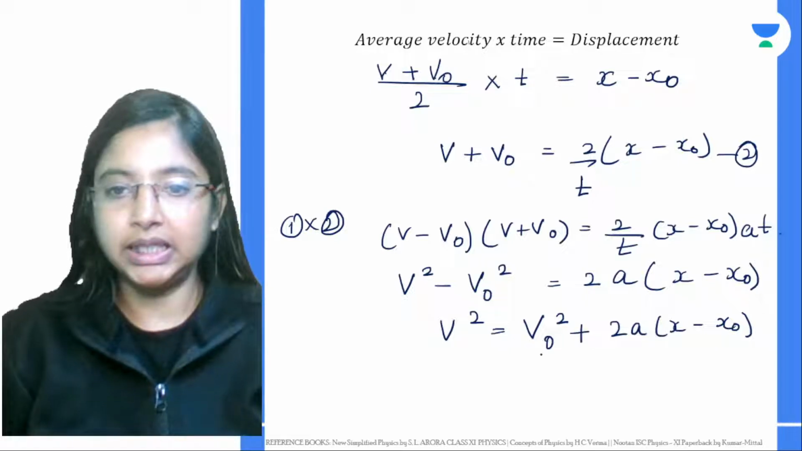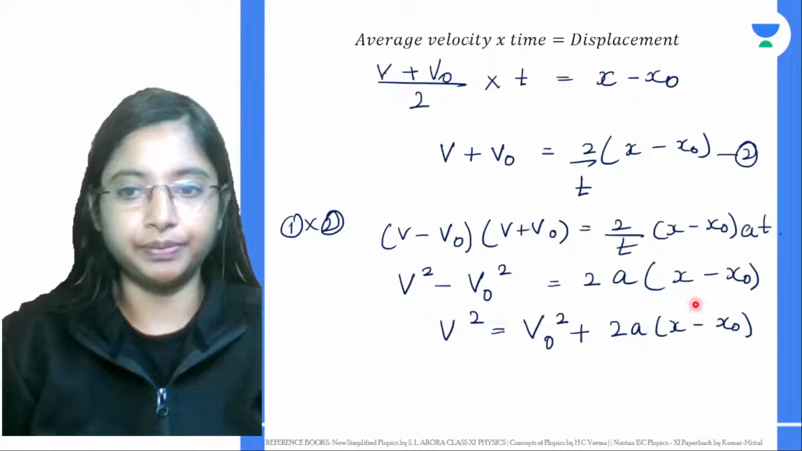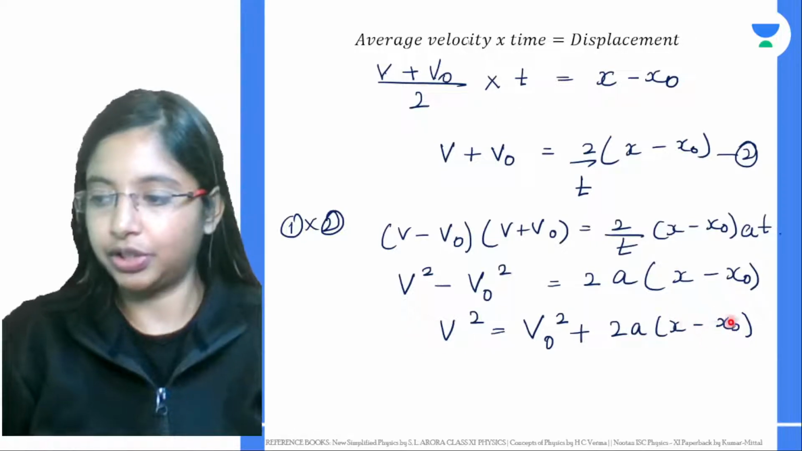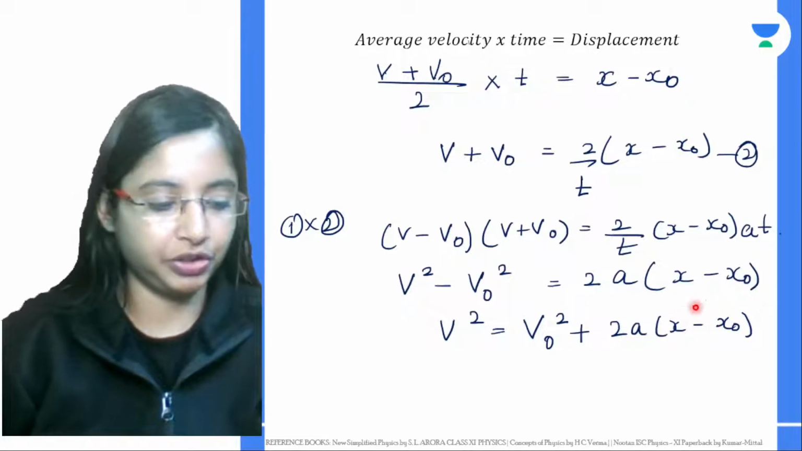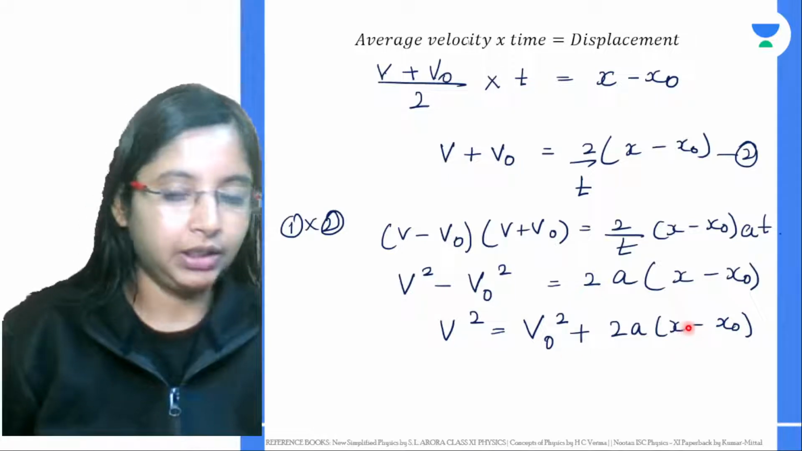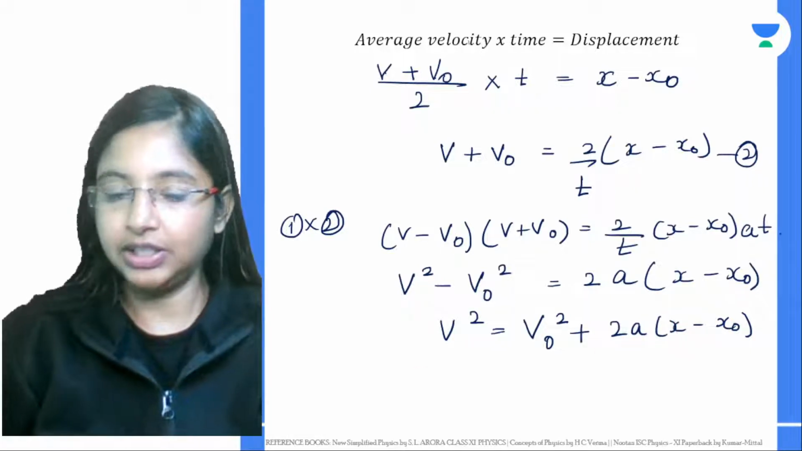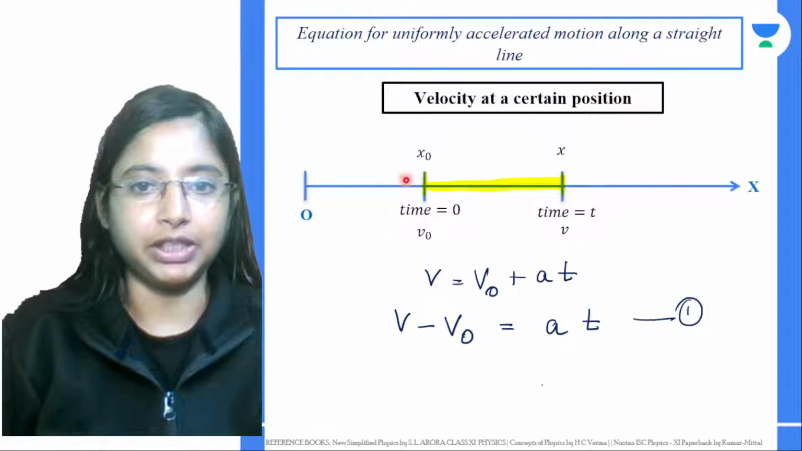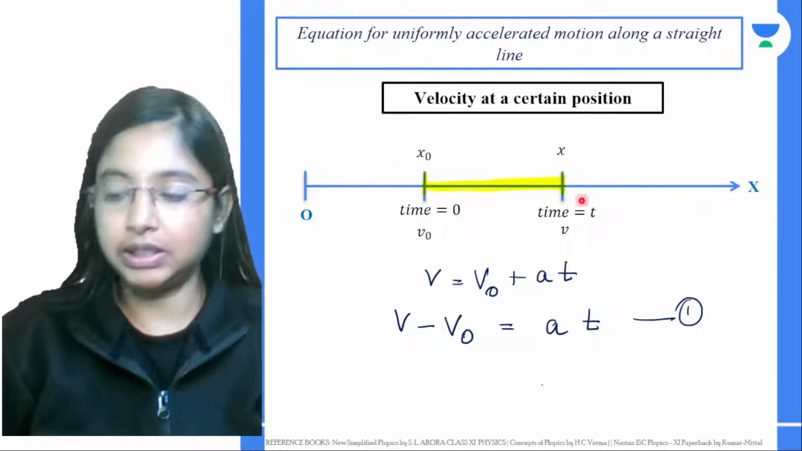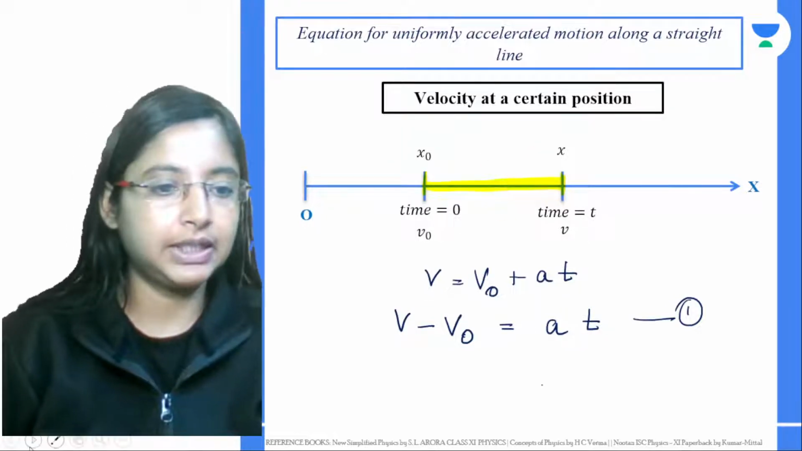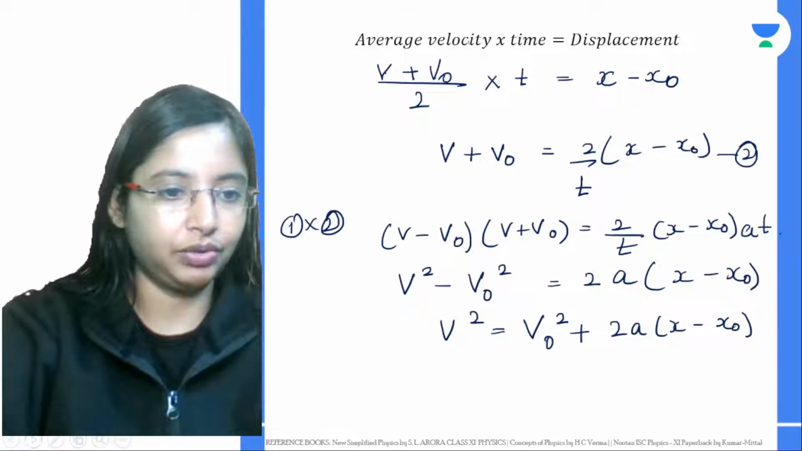Now this equation relates velocity to position. So this gives you the velocity position relation. X basically talks about the position. Now similarly, x minus x naught just talks about the distance traveled in time t. What is the distance traveled in time t? That will give you the displacement.